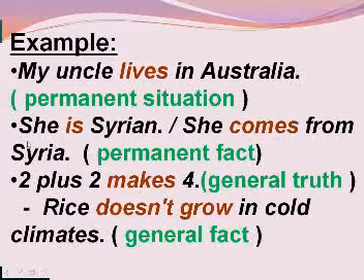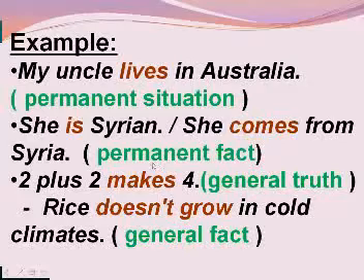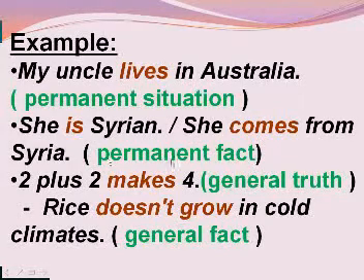Another one, if I say she is Syrian, or she comes from Syria, of course this is a permanent fact because the nationality of this woman is not changing. She is always Syrian and she will always be Syrian. So this is a permanent fact. It will not change. If I say another fact like 2 plus 2 makes 4, this is a general truth.